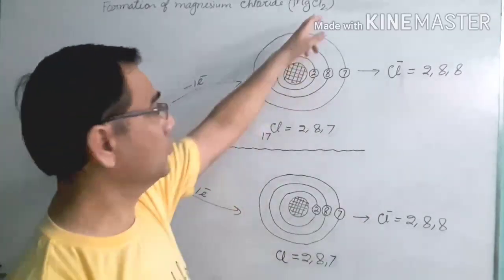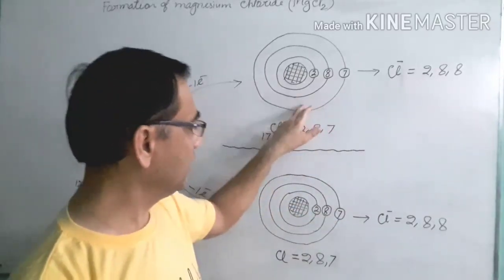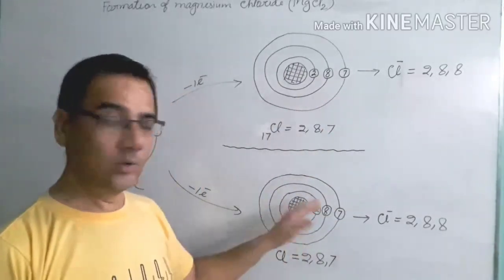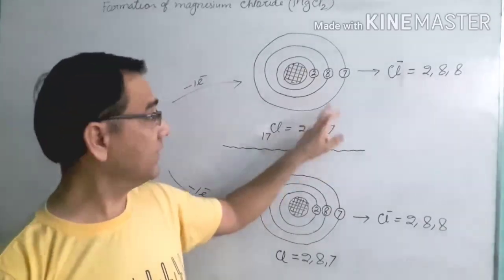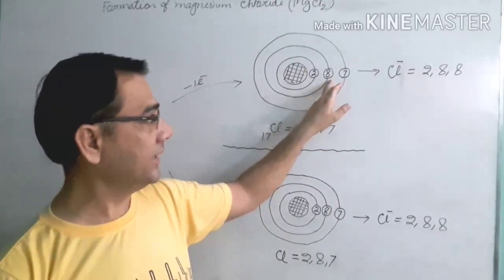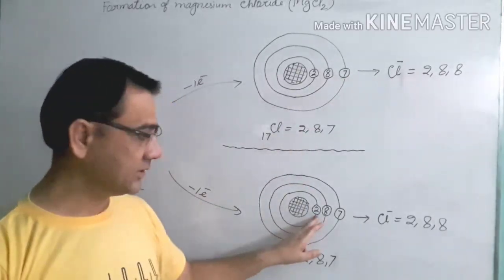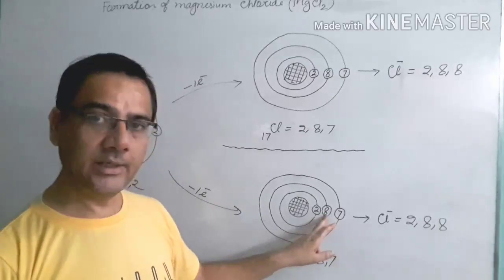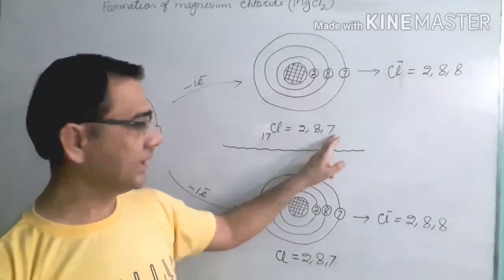Now we see 2 chlorine atoms are there. One magnesium reacts with 2 chlorine. So this is one chlorine, this is another chlorine. Chlorine atomic number 17, configuration 2, 8 and 7. First shell 2 electrons, second shell 8 electrons, third shell 7 electrons. Second chlorine atom, first shell 2 electrons, second shell 8 electrons, third shell 7 electrons. 2, 8 and 7, 2, 8 and 7.